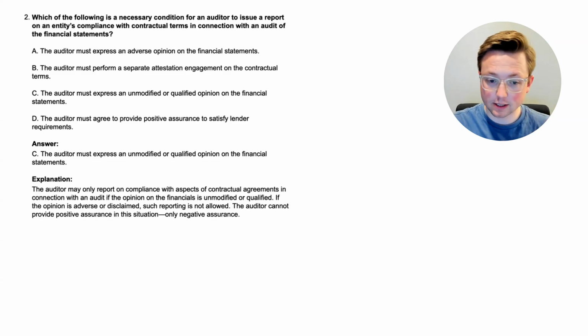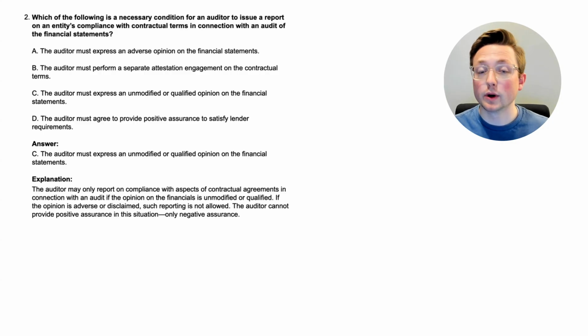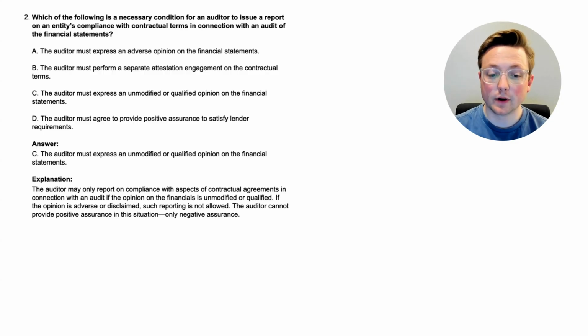So again, just to make sure that's clear, you can only report on compliance when it comes to contractual agreements or even regulatory requirements if the audit had an opinion that was unmodified or qualified. If the opinion is adverse or disclaimed, such reporting is not allowed. The auditor cannot provide positive assurance in this situation, only negative assurance. So again, you can only provide negative assurance if there was an unmodified or a qualified opinion, not if there was an adverse or even a disclaimer of opinion. Now with that, let's go to the next question.